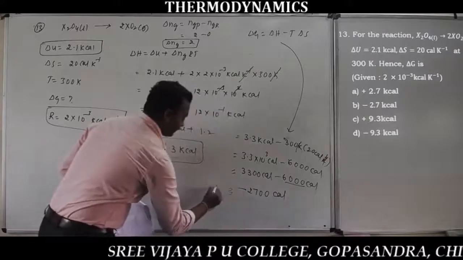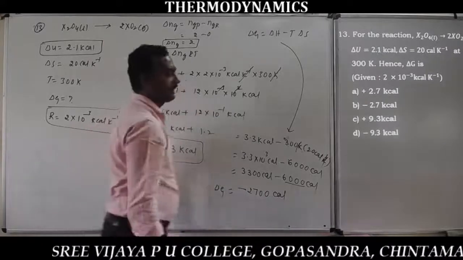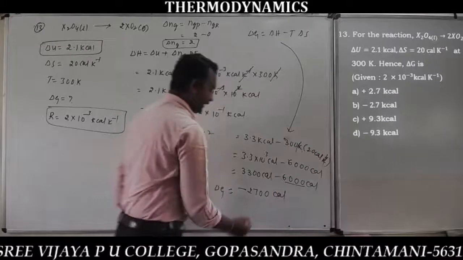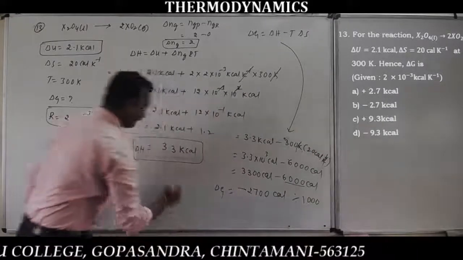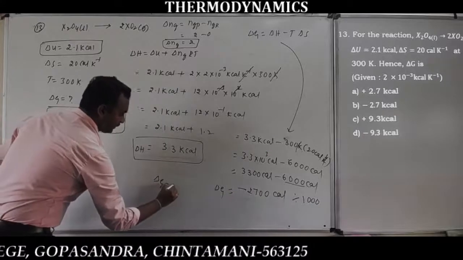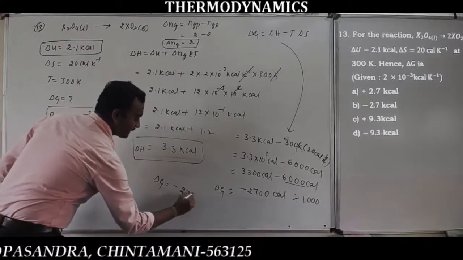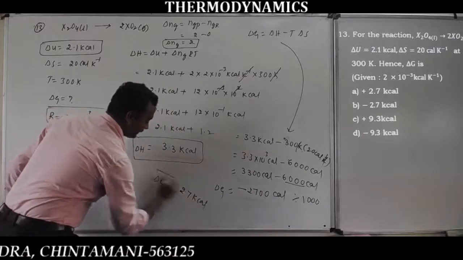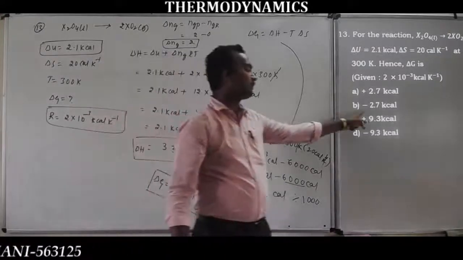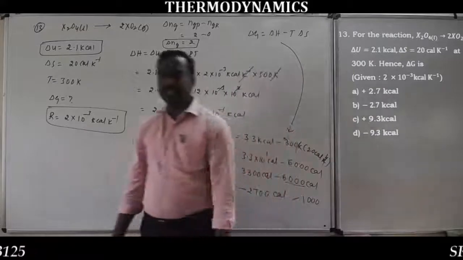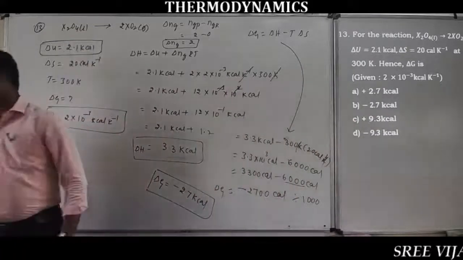But observe the answer, this is the value of delta G. But the answer is given in kilocalorie, so again this is divided by 1000. So what is the value? Delta G is equal to minus 2.7 kilocalorie. That is the delta G value. So in the options, minus 2.7 kilocalorie, option B is the correct answer. The given question is very simple.